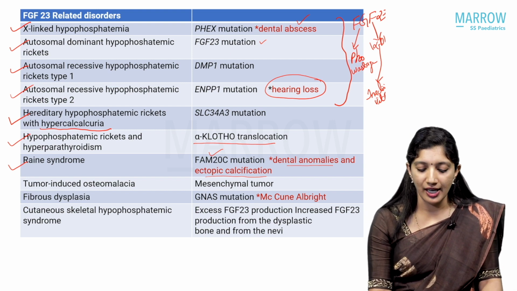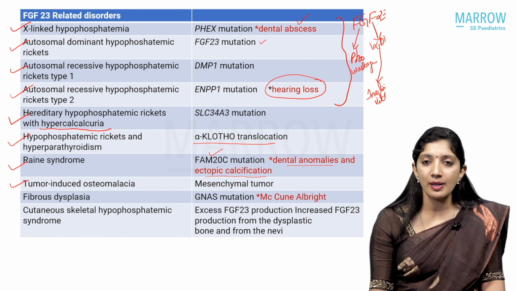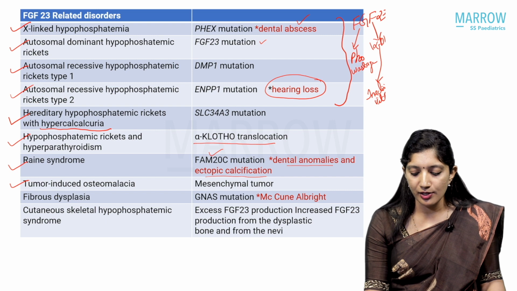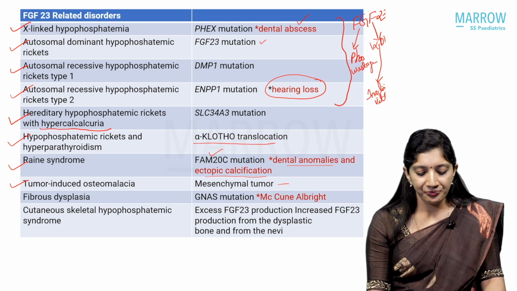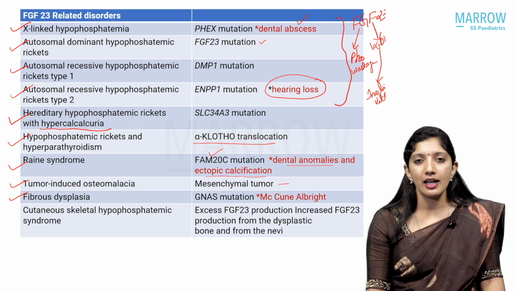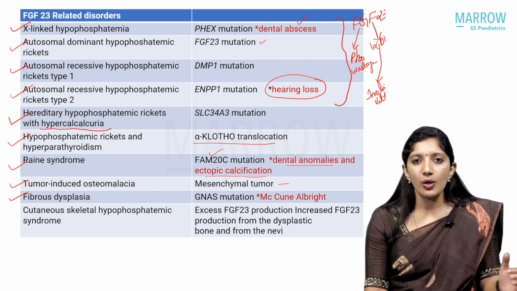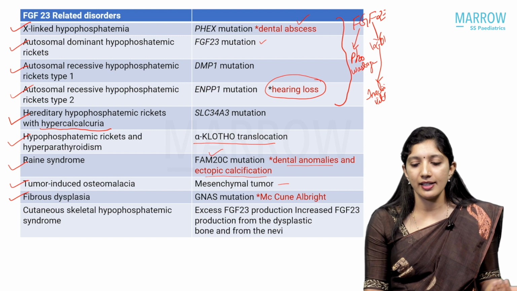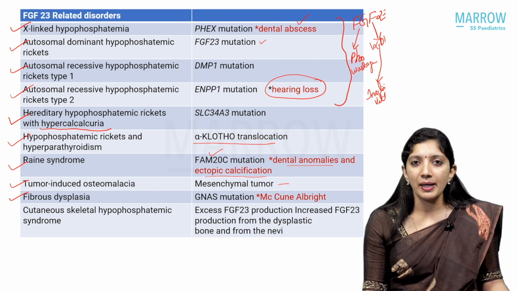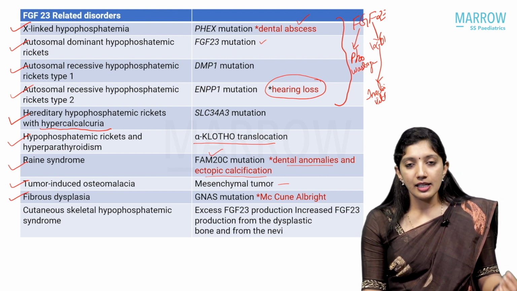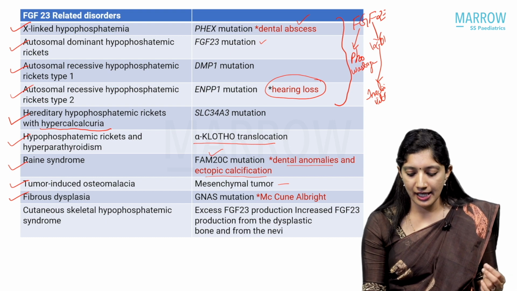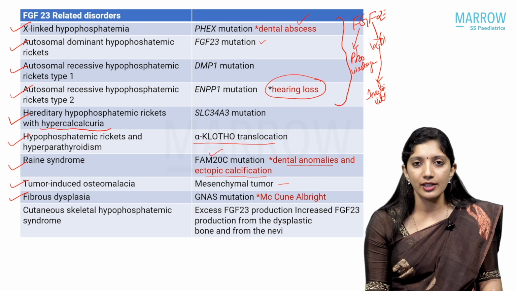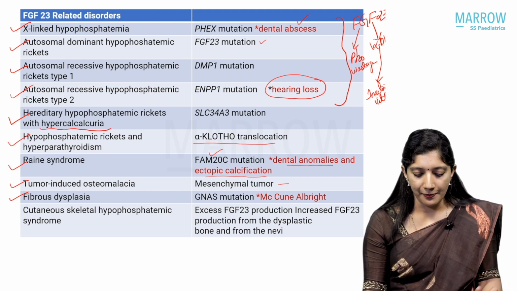Tumor-induced osteomalacia, as I told you before, is due to a mesenchymal tumor which produces excess of FGF23 and leads to phosphopenic rickets. Fibrous dysplasia can be either isolated fibrous dysplasia or polyostotic fibrous dysplasia associated with McCune-Albright syndrome. What is the mutation in McCune-Albright syndrome? It is GNAS mutation, and this can also lead to phosphopenic rickets.